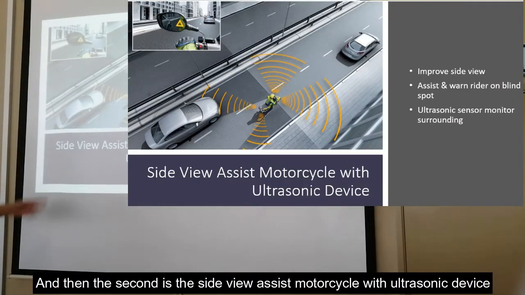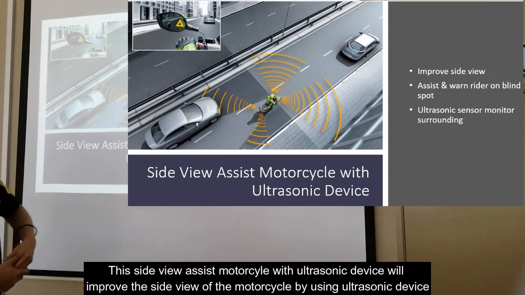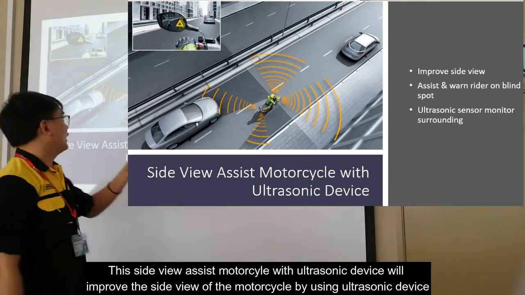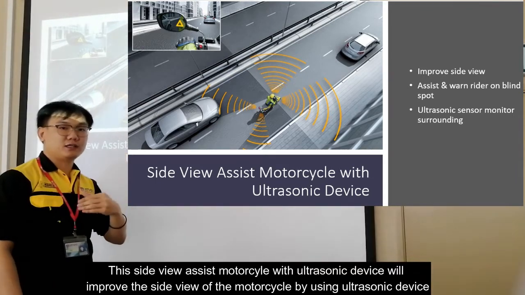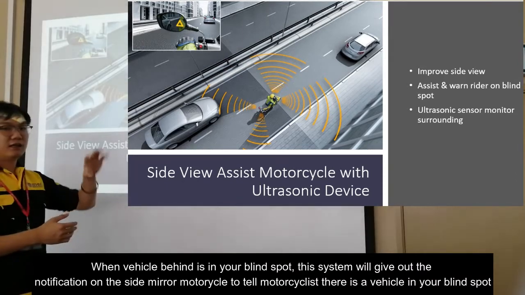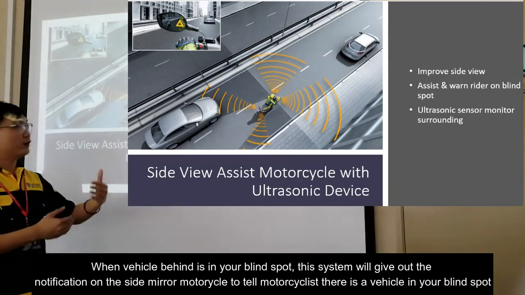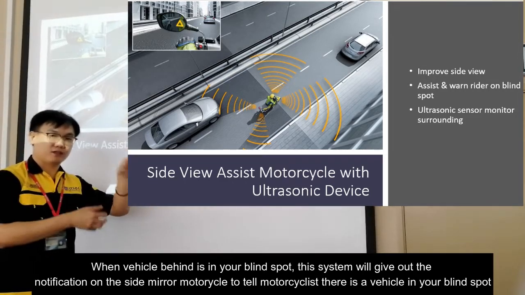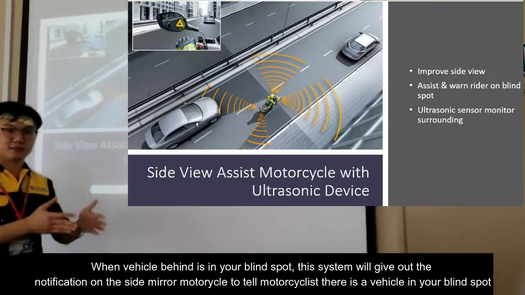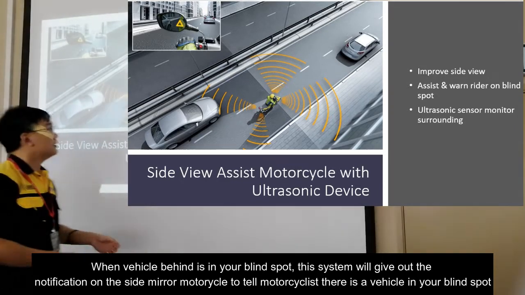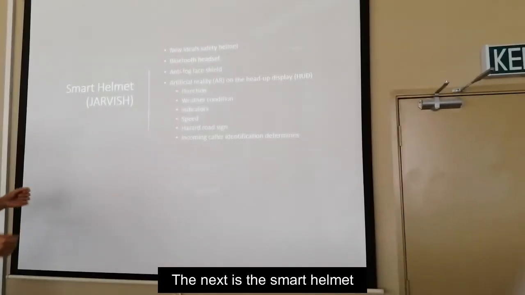the second one is the side view assist. So this side view assist motorcycle with the ultrasonic device will improve the side view. When a vehicle behind is in your blind spot, the mirror will show a notification for the user that there is a vehicle in your blind spot, so you need to be careful. Okay, the next is the smart helmet.